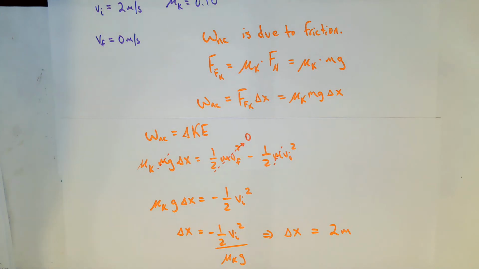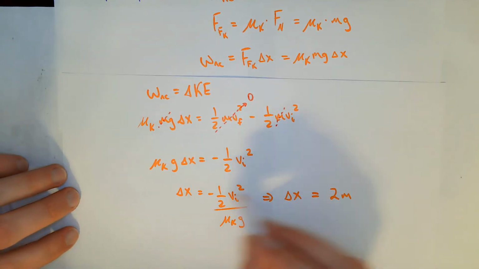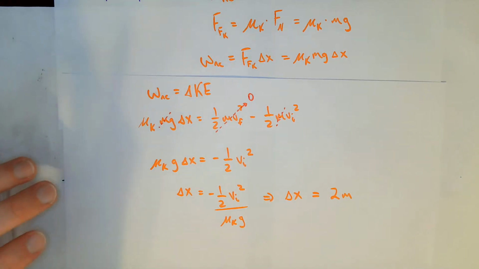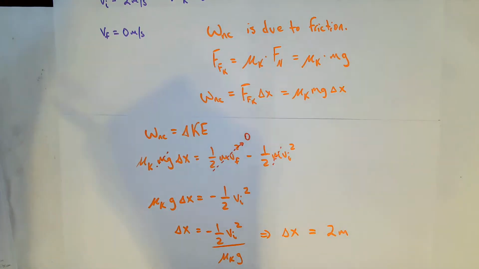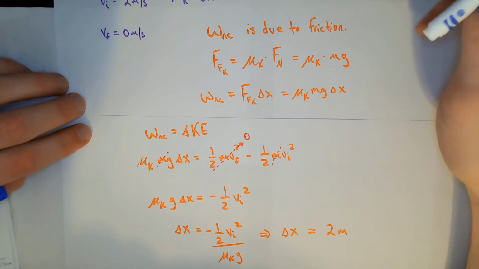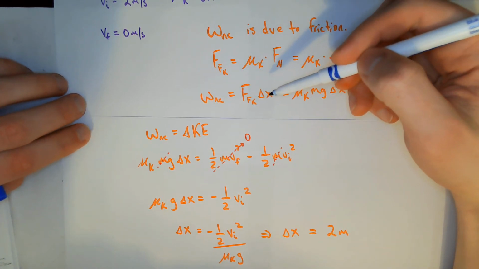Okay, all the way back here. What happened to the negative? Because delta x should be 2 meters. It's positive, so why is it positive? Where is the extra negative supposed to be? Because there should be an extra negative canceling out with the negative on the other side. What is happening is, where is my work due to friction?